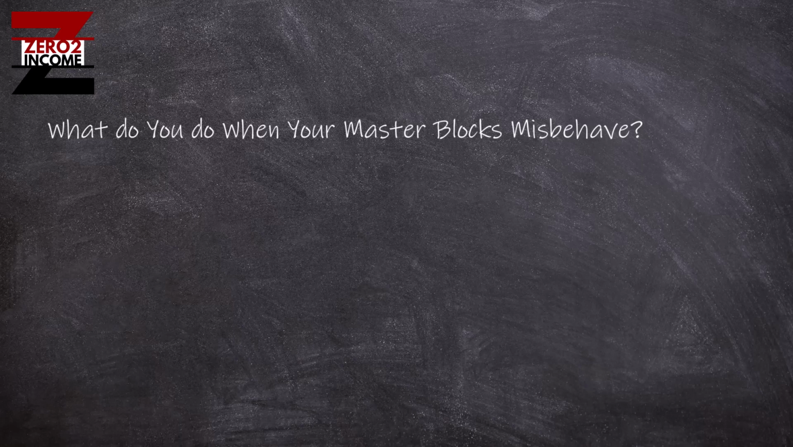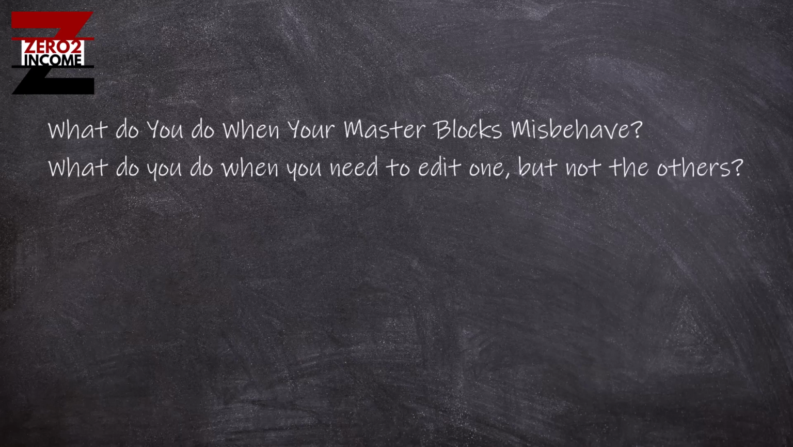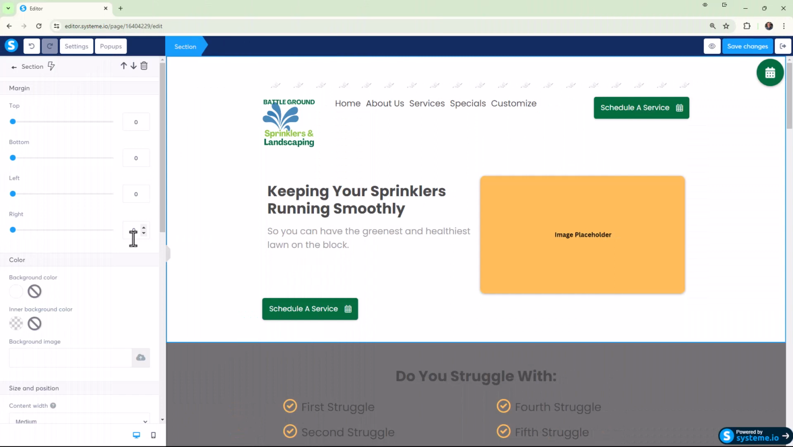All right. So, I had a question that came up, and the question was what happens when you are using a master block in multiple places and then you need to edit one of them, but you don't want that edit to affect all the other ones? Unfortunately, there's no real easy solution, but let's pop over to our computer and I'll show you some of the ideas that I have for handling this.